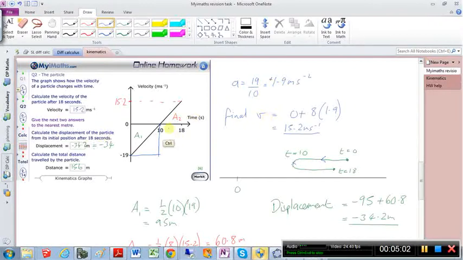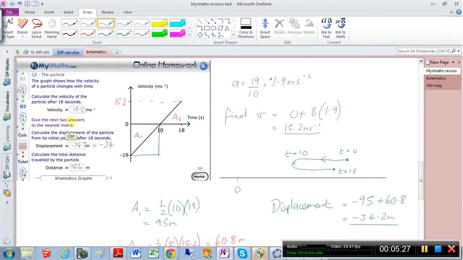Now, in the next 8 seconds, from 10 to 18, the velocity will change by 1.9 meters per second every second, so we therefore do 8 times 1.9 to find its velocity after 18 seconds, giving us 15.2 meters per second. Okay, so I'll put that one here, and also mark it on the axis here for a later question.